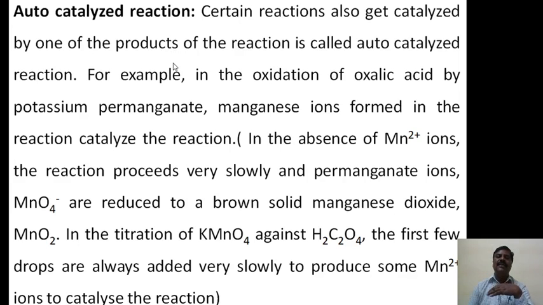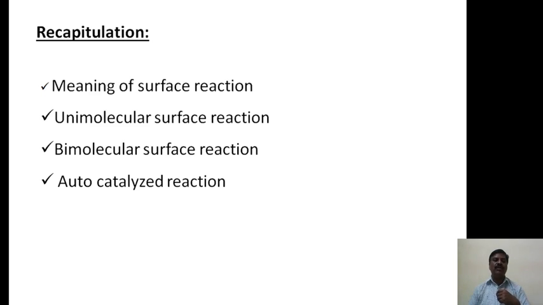Simply we say that certain reactions also get catalyzed by one of the products of the reaction, called an auto-catalyzed reaction. The example is the reaction between oxalic acid and potassium permanganate, where the Mn2+ ion formed in the product during the titration acts as an auto-catalyst, and that reaction itself is called an auto-catalyzed reaction. So far we have discussed the meaning of surface reaction, unimolecular surface reaction, bimolecular surface reaction, and auto-catalyzed reaction with examples.